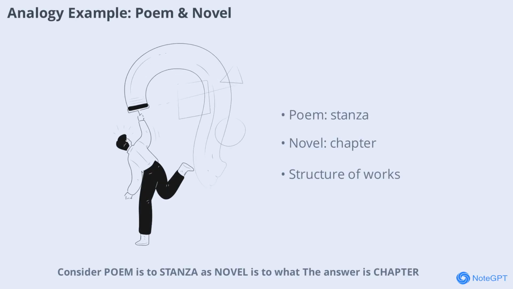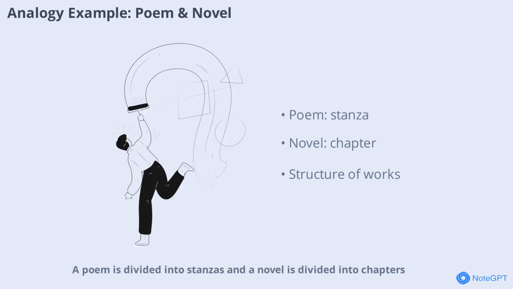Consider, poem is to stanza as novel is to what? The answer is chapter. A poem is divided into stanzas, and a novel is divided into chapters. This analogy is about the structure of literary works. Recognizing such organizational patterns is helpful for analogy questions.